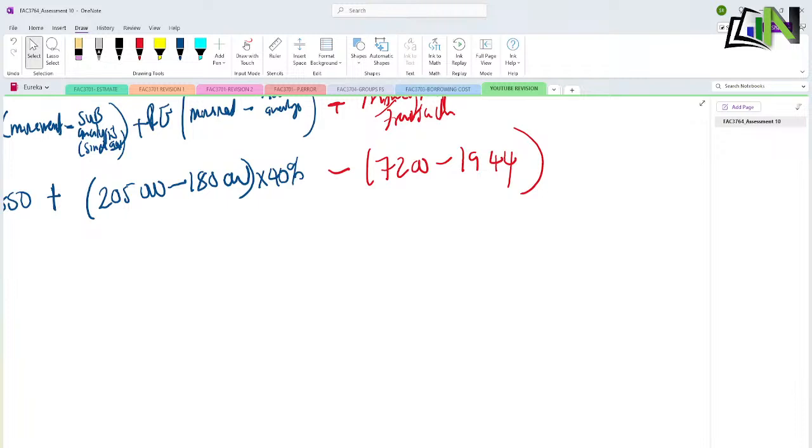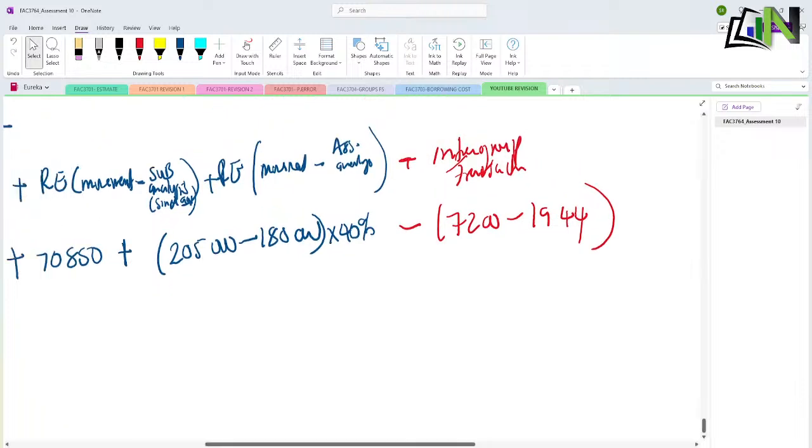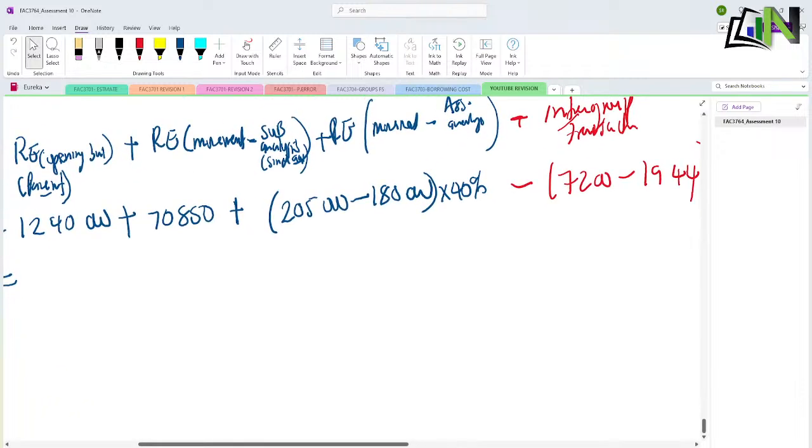So my opening retained earnings that I'm getting, I think, let me do this again. Okay, so let me start with the bracket again. 205,000 minus 180,000. You see, I made a mistake again. Sorry guys, I think there's a problem here. Okay, 205,000 minus 180,000. All right, 25,000 times 40%, that's 10,000.